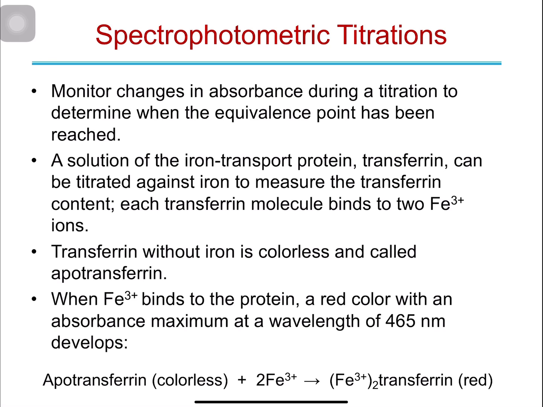So as an example, if we have the iron transport protein transferrin, and we need to measure or calculate the concentration of the transferrin in a sample, how would we do this? First of all, we need the transferrin without iron. It's called apotransferrin and it's colorless, so it doesn't have any absorbance.